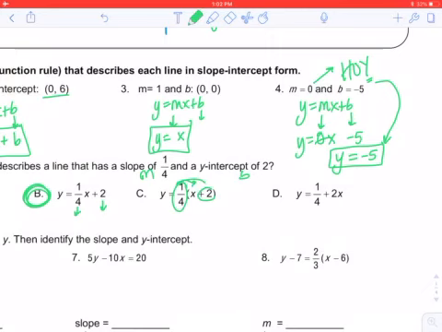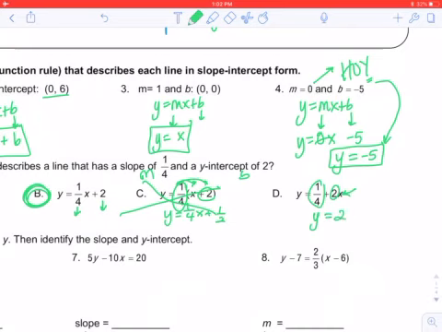However, we know that when there's parentheses, you have to multiply, you have to distribute, right? So really this equation says y equals 1/4 x plus a half, which is not what we want. D, again, cool, 1/4 and 2, except for this x has moved.